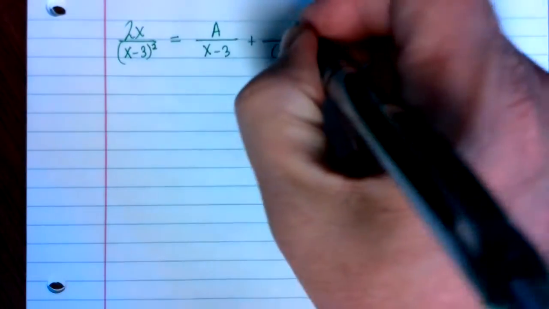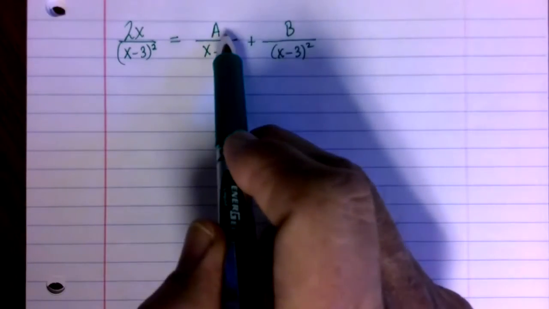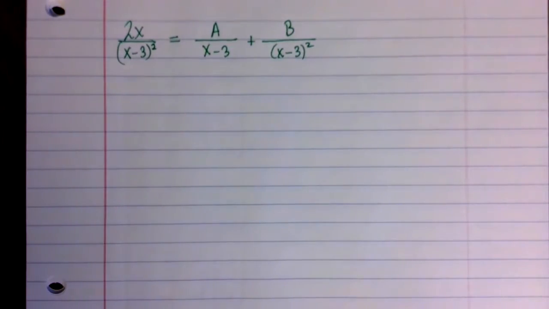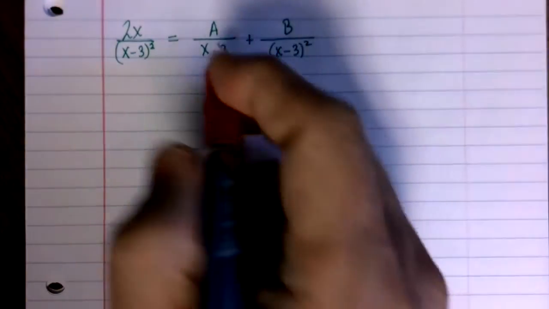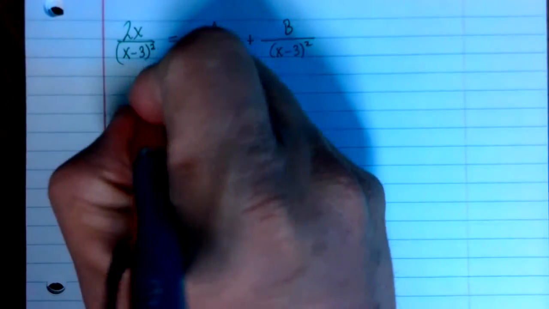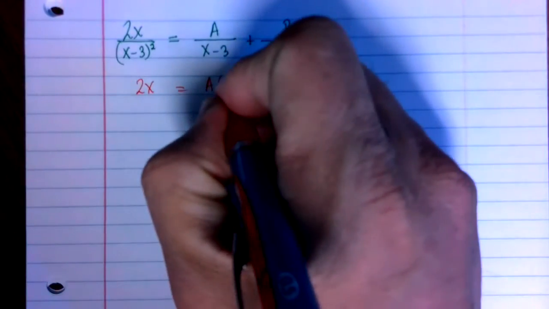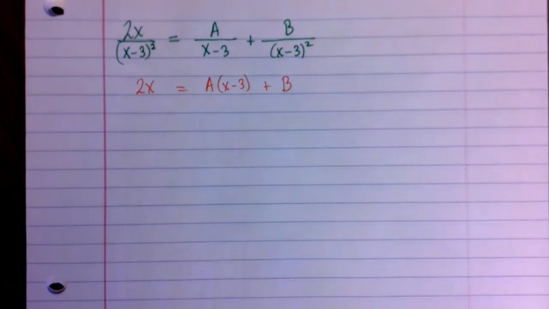On the numerator, it'll just be the standard form, just a constant. The degree of the numerator will always be less than the degree of the denominator. All right, so we have to solve for this. The standard technique here is we'll clear out the denominator. So multiplying by (x minus 3) squared, we get 2x is equal to a times (x minus 3) plus b.